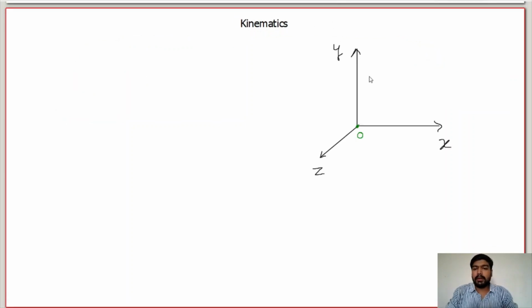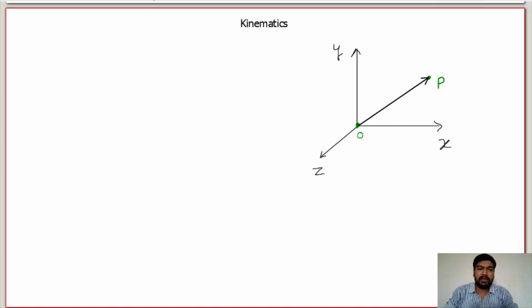Let's consider that this is our coordinate system. Let's assume one body which is moving in this space and reaches some point P. The body traveled from the point O to some point P. If the body has moved in this way, that means the body has changed its position.